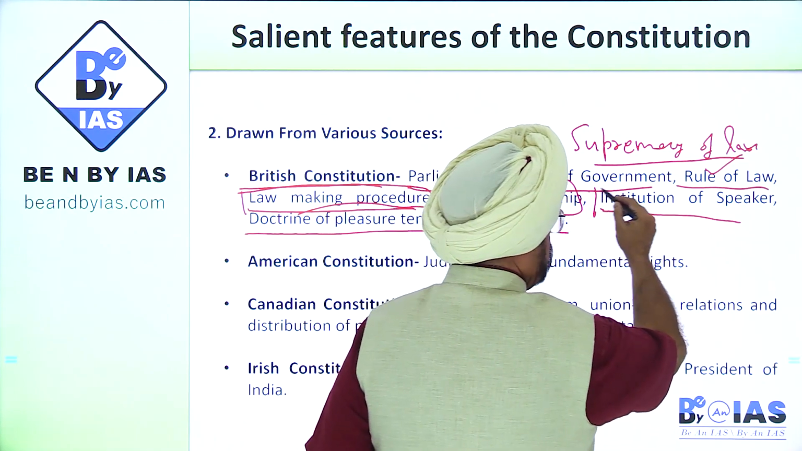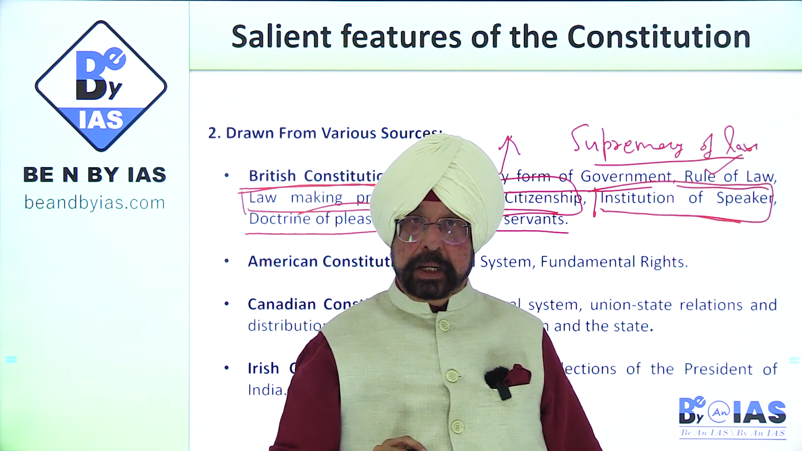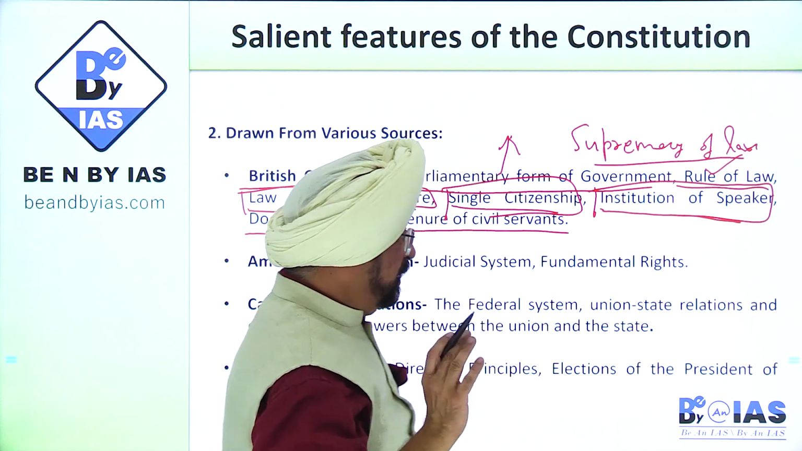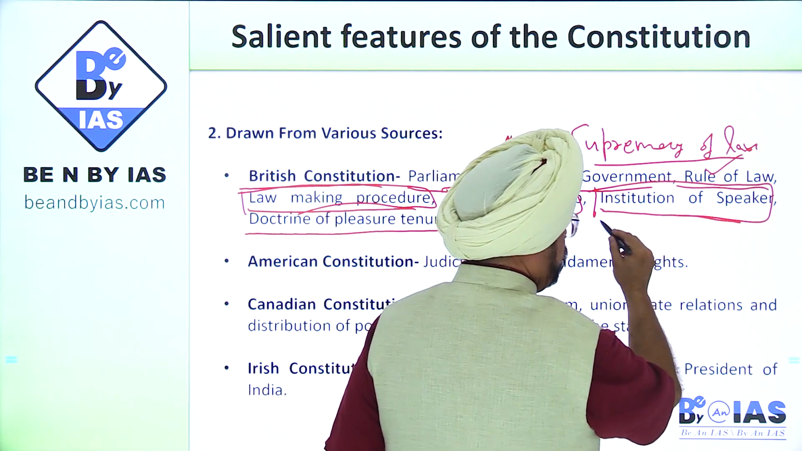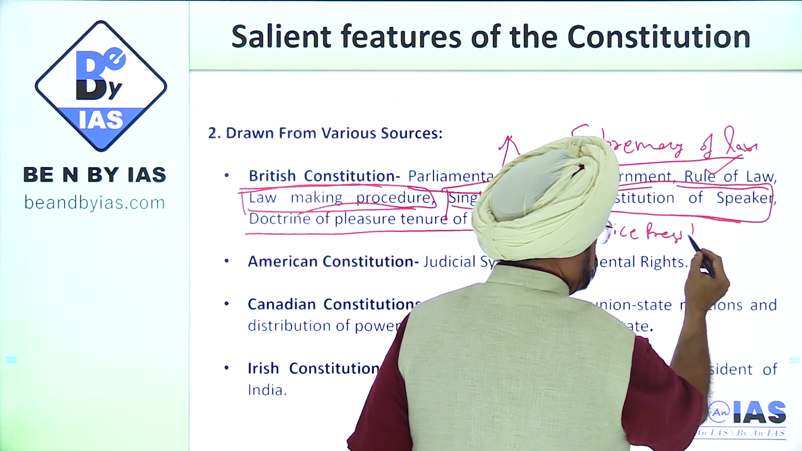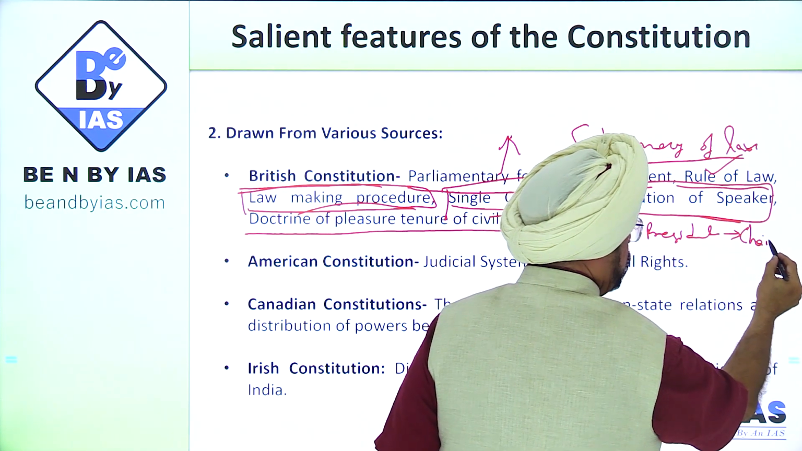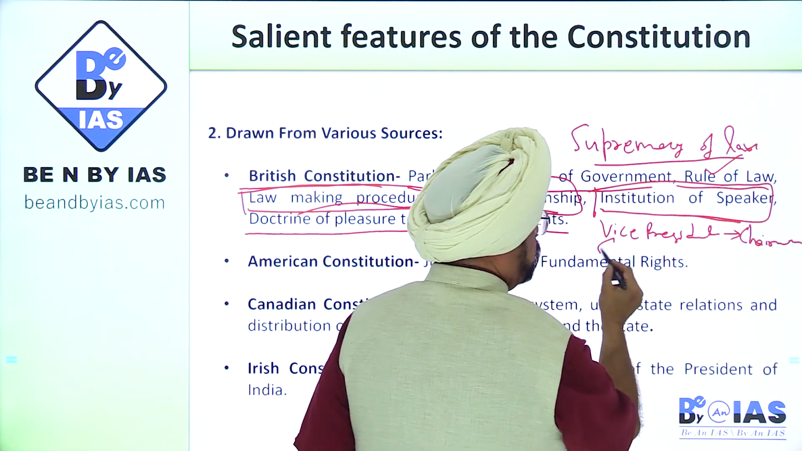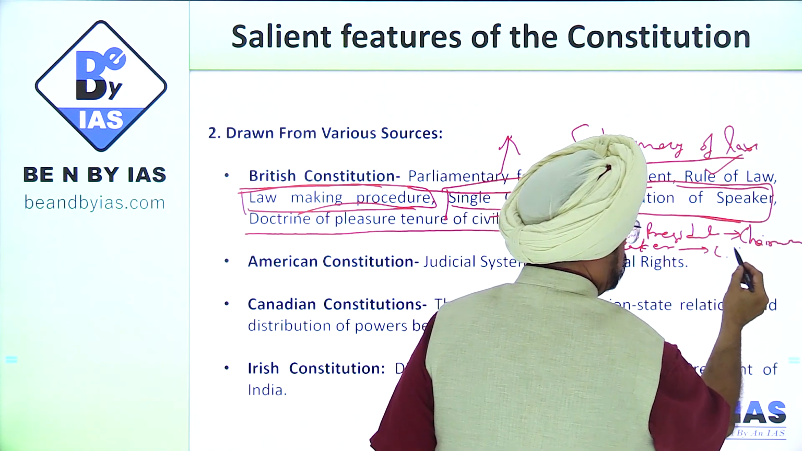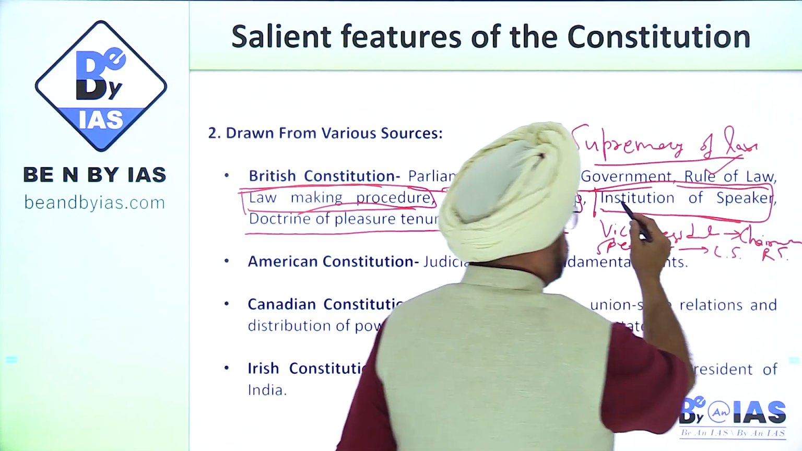Institution of speaker. Now we have a speaker for our Lok Sabha and we have the chairman of the Rajya Sabha. Now, who is the chairman? Chairman is the Vice President of India. He is called chairman, not speaker. Speaker is for Lok Sabha. Okay, he is the chairman, Rajya Sabha. So, institution of speaker.